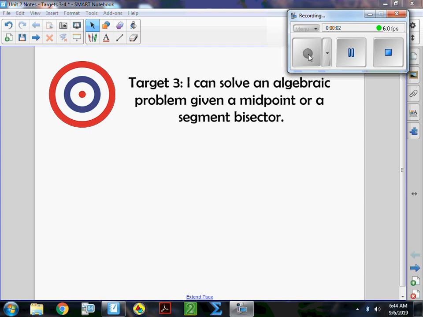Okay, this is the first video for Unit 2, Targets 3 and 4. Target 3 says I can solve an algebraic problem given a midpoint or a segment bisector. So we're going to learn what both of those are with definitions and do some problems with them.